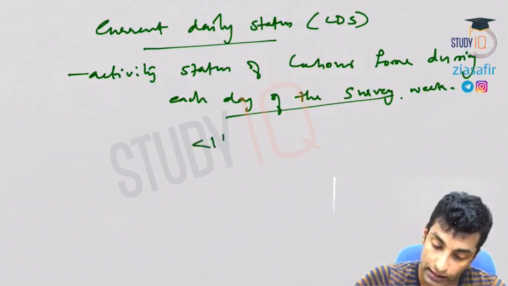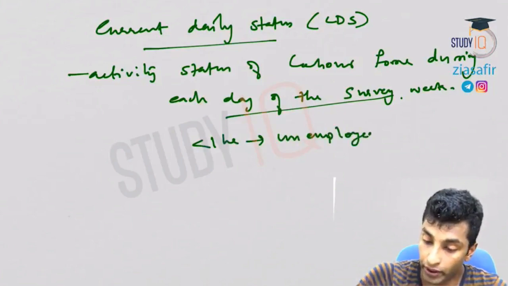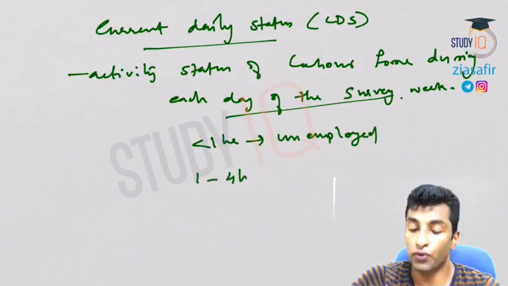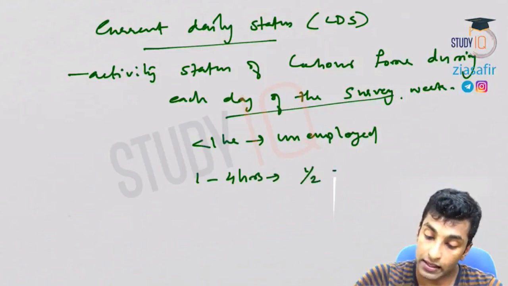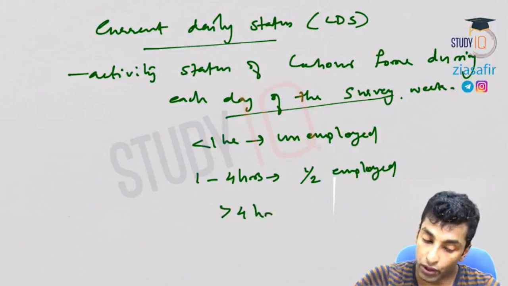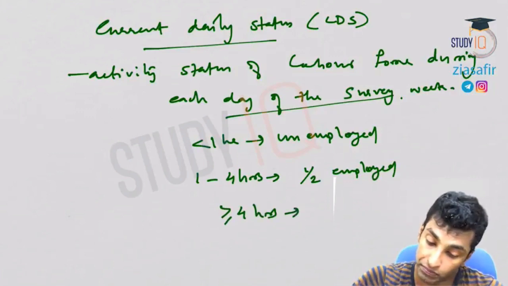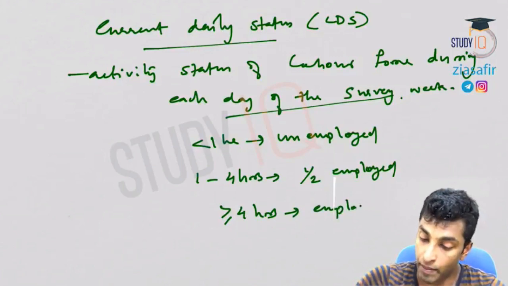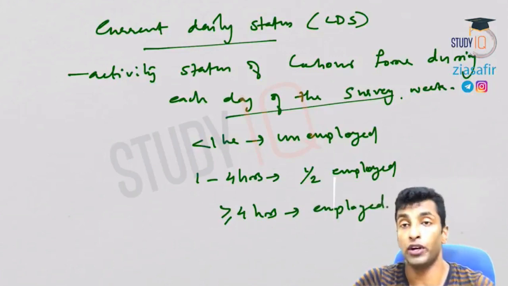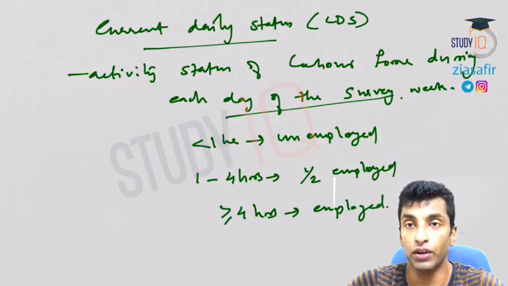So let's suppose less than 1 hour, you will be considered as unemployed. Okay, and 1 to 4 hours, you will be considered as half employed. Okay, and more than 4 hours, you are considered as employed. So under current daily status, if you need to be considered as employed, at least 4 hours you have to get the work every day.